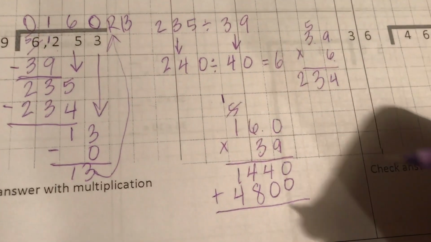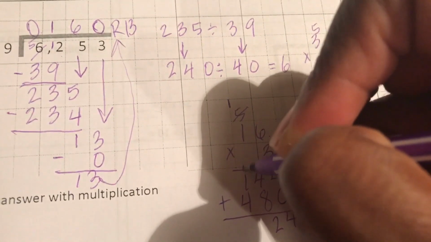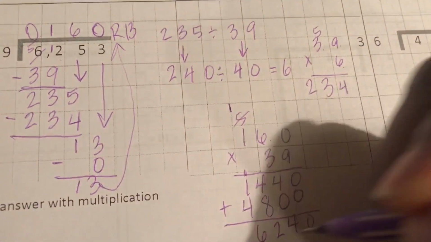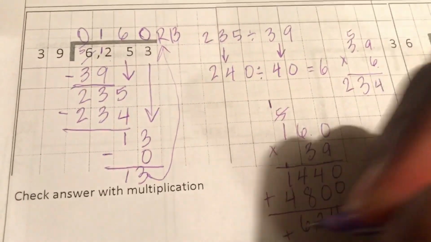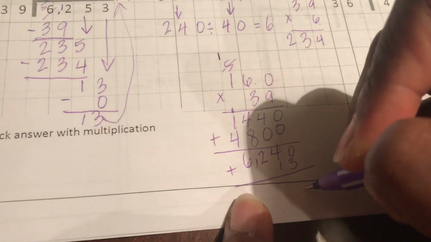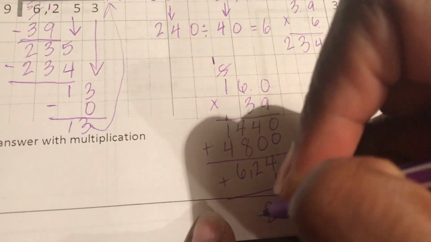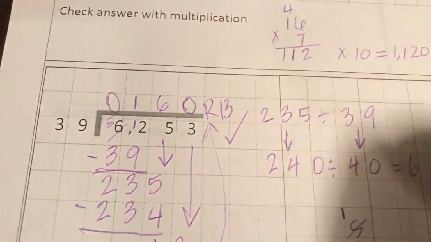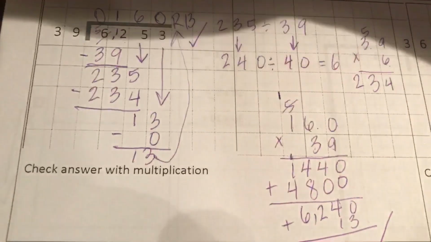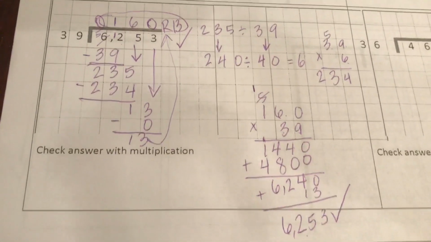I'm going to add my partial products. 0, 4. 4 plus 8 is 12. Carry my 1. 1 plus 1 plus 4 is 6. So I got 6,240, but don't forget, I have to add my remainder. 0 plus 3 is 3. 4 plus 1 is 5. 2 plus nothing is 2. And then I have 6,253, which, ding, ding, ding, that is my dividend. So that tells me that the answer to this problem was 160 with a remainder of 13.